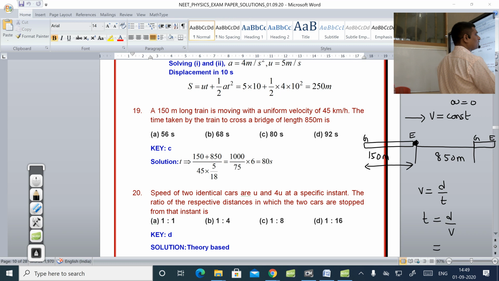Okay, next one. A car moving with a speed of 40 kilometers per hour can be stopped by applying the brakes after at least 2 meters. If the same car is moving with a speed of 80 kilometers per hour, what is the minimum stopping distance? Same equation, v square minus u square equal to 2as. Okay, students, so these are all based on equations of motion.